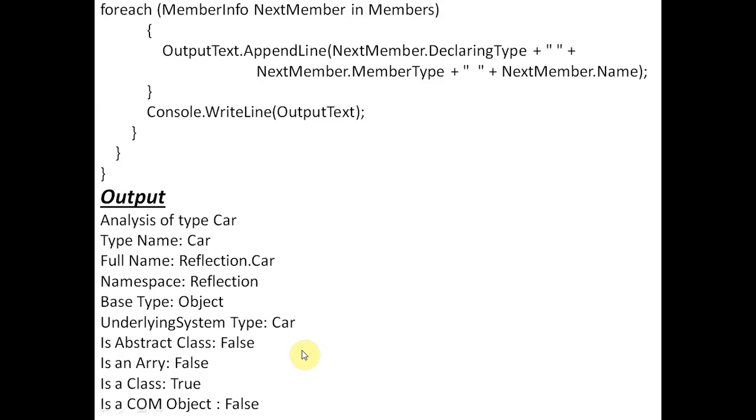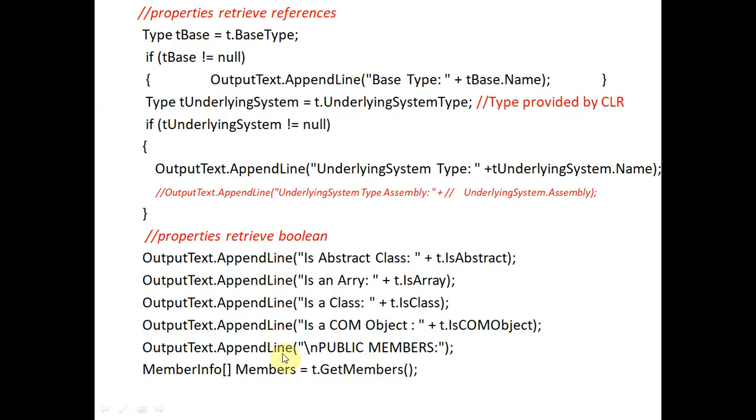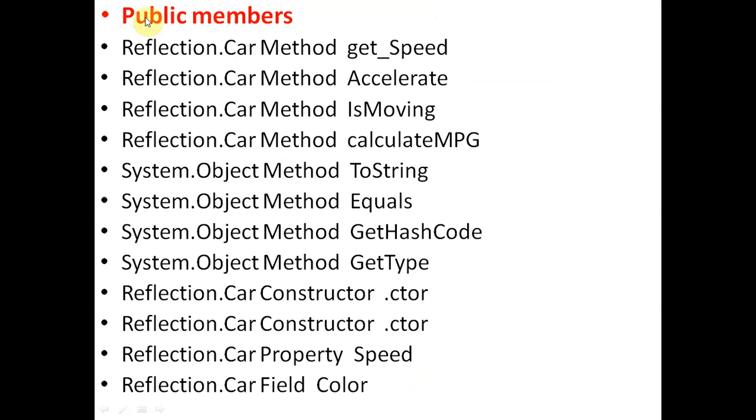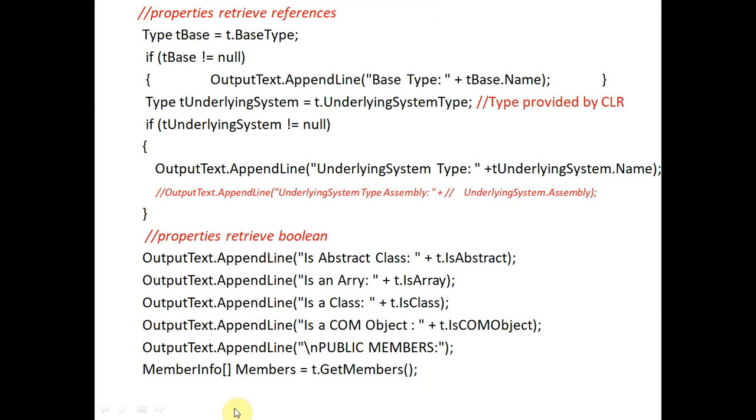And again you can see here output text append line public members. Now you can see the public members. This is the output of public members, and you will have the member info class also. This is the new class, member info. This is an array of member info class. Members is the object of the member info class. This is a predefined class, by which we are accessing get members. We are running this get members function, t dot get members.